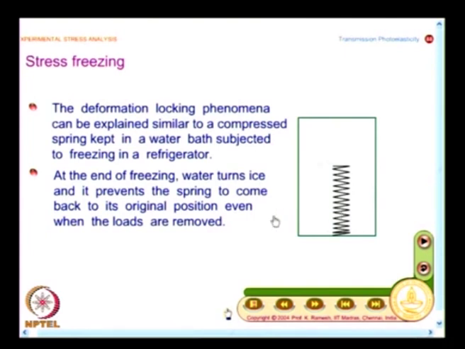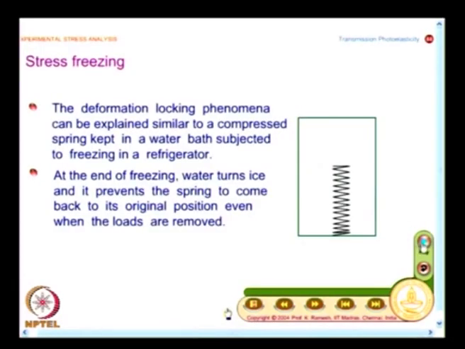And something similar to that happens in the epoxy, and we will not just stop at explaining the process, I will also show by making a cut in the model, the essential stress distribution is not disturbed if you cut it very carefully. If you cut it very carefully, the stress locked in will not get disturbed.